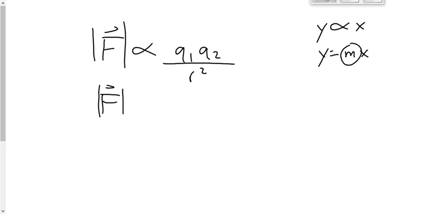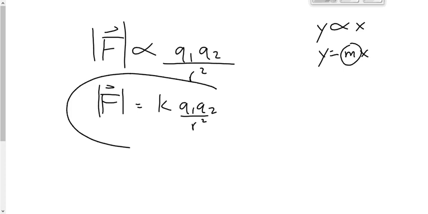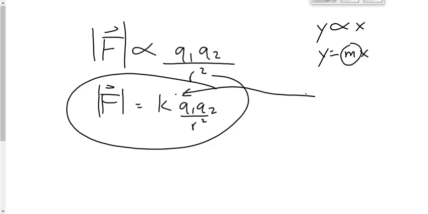So F is equal to a constant, this time we'll call it K rather than M, times Q1, Q2 over R squared. That's our equation that finds the electric force that acts between two charges. K, by the way, has a value of 8.99 times 10 to the 9 Newton meter squared per Coulomb squared. And this should look familiar to us, right? What equation from Physics 20 looks a lot like this?